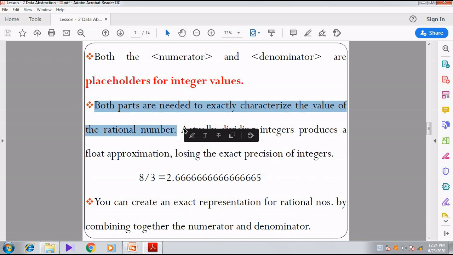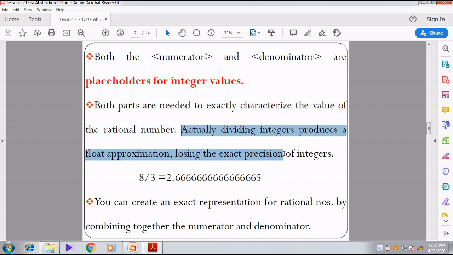So here also they are saying that in rational numbers both the values are needed. We cannot work with only one value. Without one value we cannot go for any calculation, right? Without the denominator the numerator does not work. So like that.